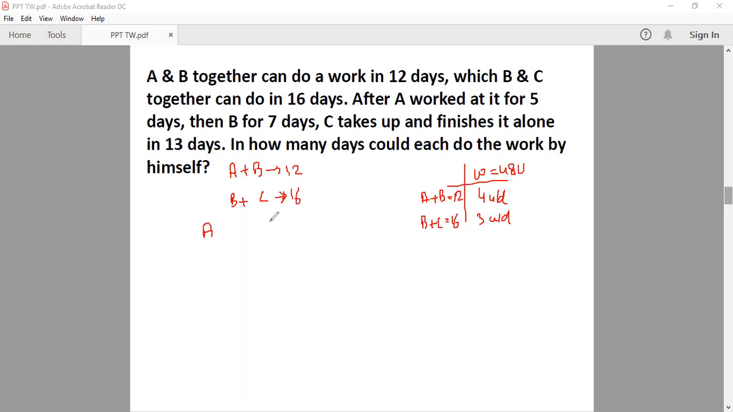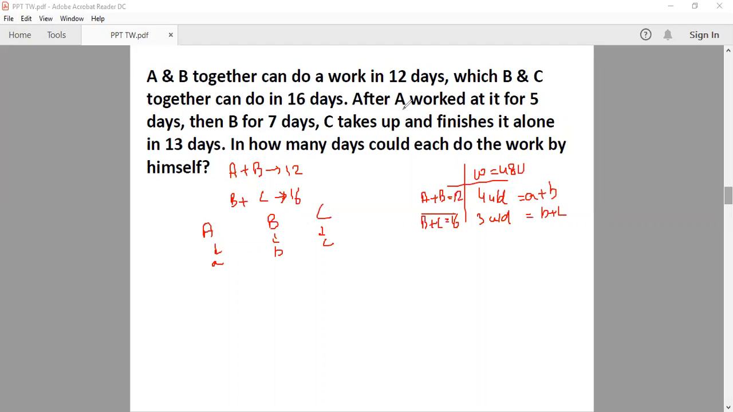Now let us assume that A, B, and C can do A units per day, B units per day, and C units per day. Also, I know that the value of A plus B is 4 and the value of B plus C is 3. This I know.